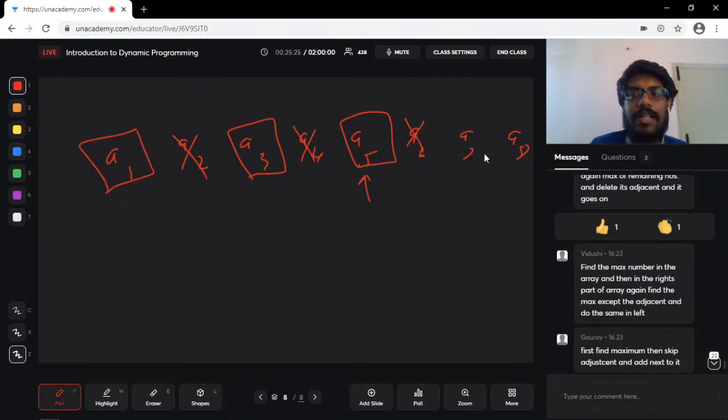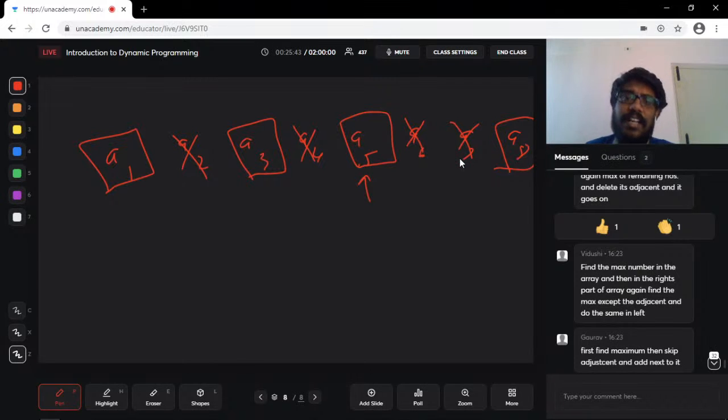Now similarly, go to the left side and pick the max amongst all the things which are here. Maybe there are like 10 elements. Maybe there are more elements, right? Pick the maximum. Maybe A8 is the maximum, right? And because A8 is the maximum, A7 can't be picked, and stop it here, right?